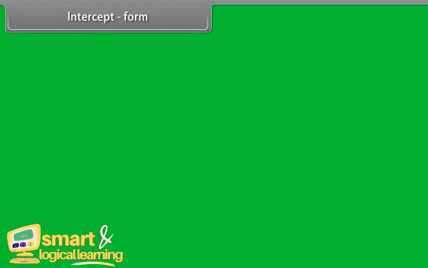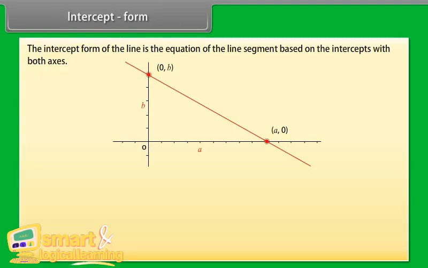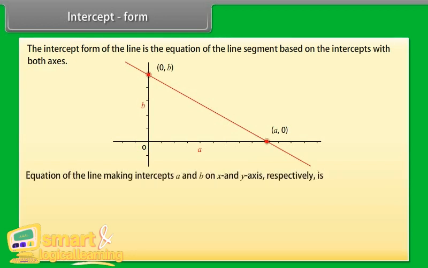Intercept form. The intercept form of the line is the equation of the line segment based on the intercepts with both axes. The equation of the line making intercepts a and b on the x and y axis respectively is x by a + y by b = 1. a is the x-intercept, b is the y-intercept. a and b must be non-zero.